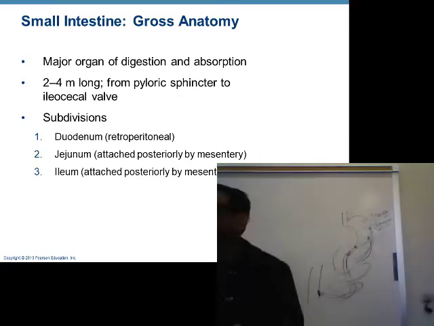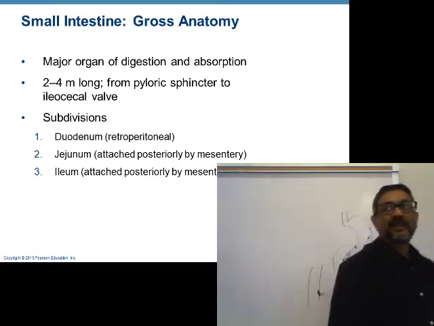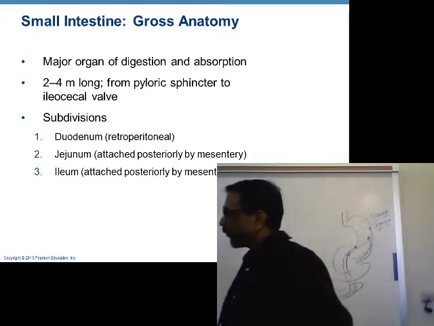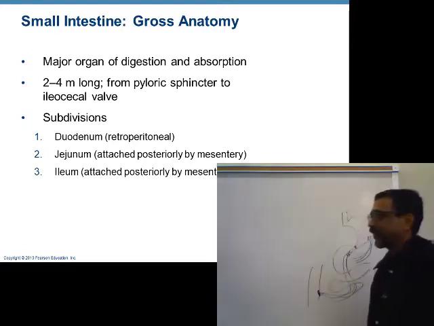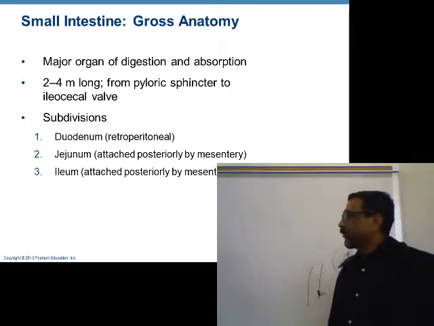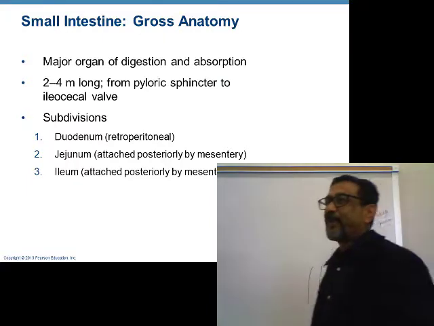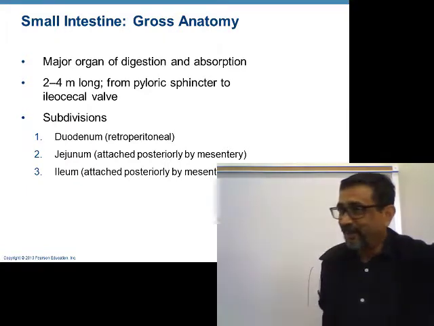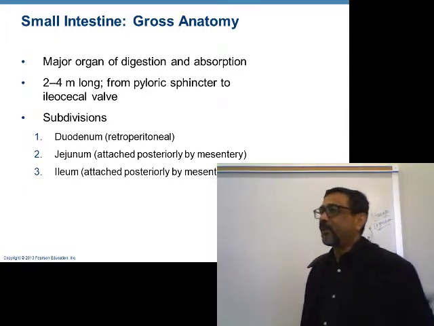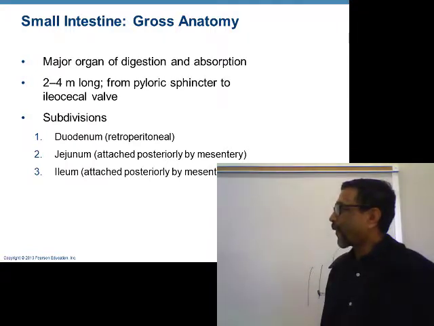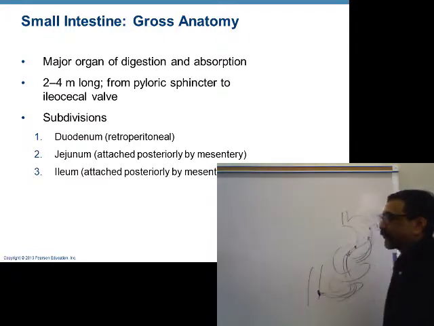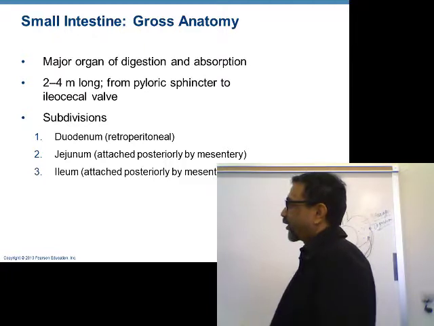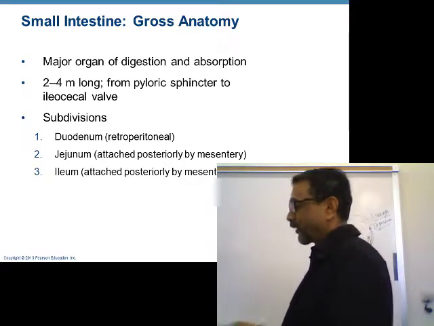The 3 parts of the small intestine are the duodenum, that's the first and shortest part, and then the jejunum and ileum. Duodenum is retroperitoneal, located outside of the peritoneal cavity. You remember the 2 kidneys are retroperitoneal. The duodenum is also retroperitoneal. So 3 parts, right? The last part is the ileum that goes to the cecum.